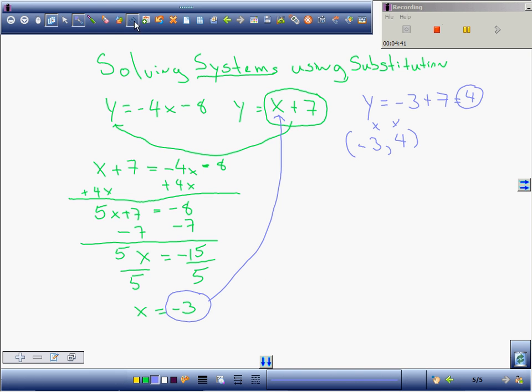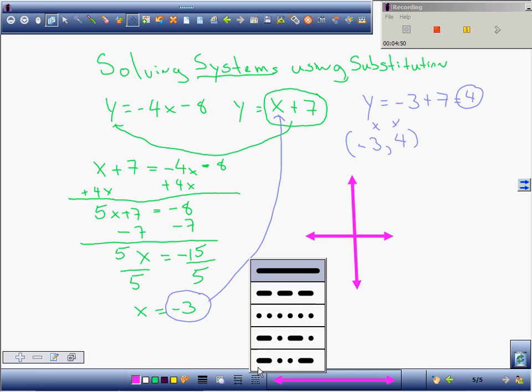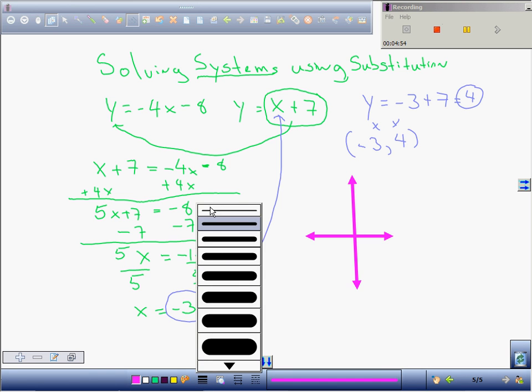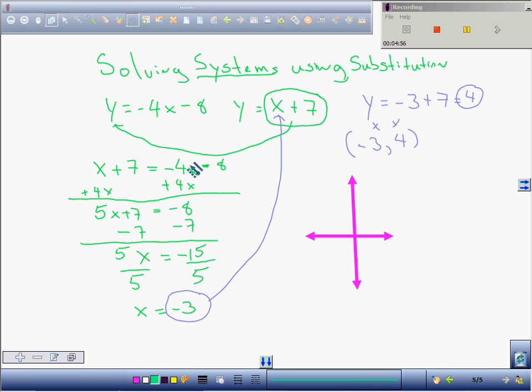So again, if I wanted to graph these, you don't have to write this down, but if I were going to graph these two lines, negative 4x minus 8 is going to be some line that's steep and is going down through negative 8. And the other line is y equals x plus 7. It's going to be going through 7 and up here.